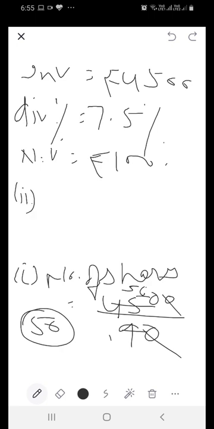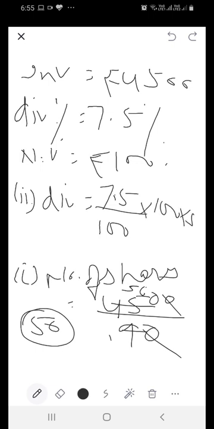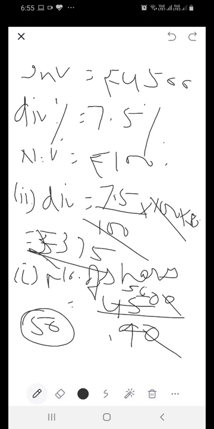Again the second formula: dividend is equal to dividend percentage, which is 7.5 upon 100, into nominal value 100, into number of shares 50. 100 cancels out. Again you get rupees 375, because the number of shares is 50. So 7.5 into 50 gives you rupees 375.